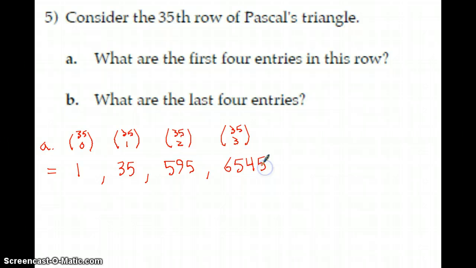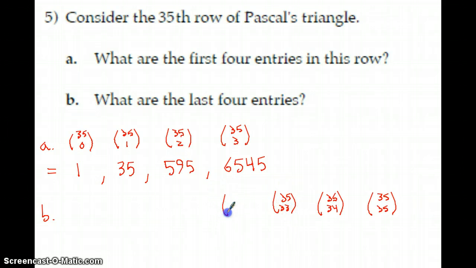Okay. And then what are the last 4 entries in B? Well, the last 4 entries end with this: 35 choose 35. The one right before that would be 35 choose 34. You could do these in the calculator, but you know what? You could save a whole lot of time here. What's 35 choose 35? Well, whoops, I'm talking and writing at the same time. These are the last 4.